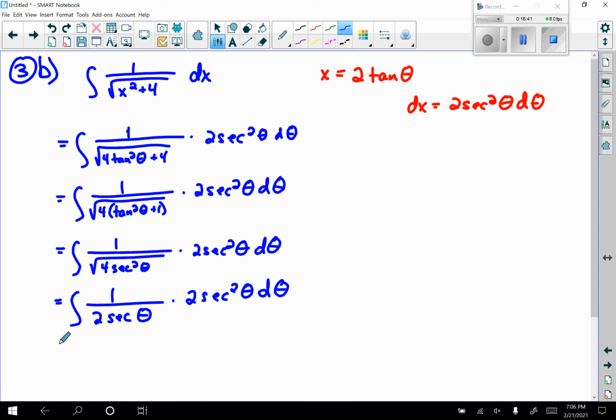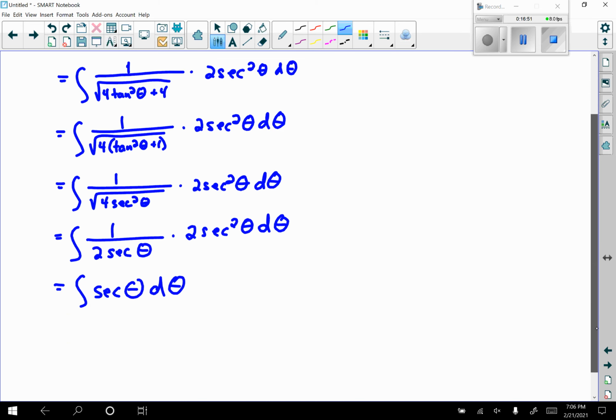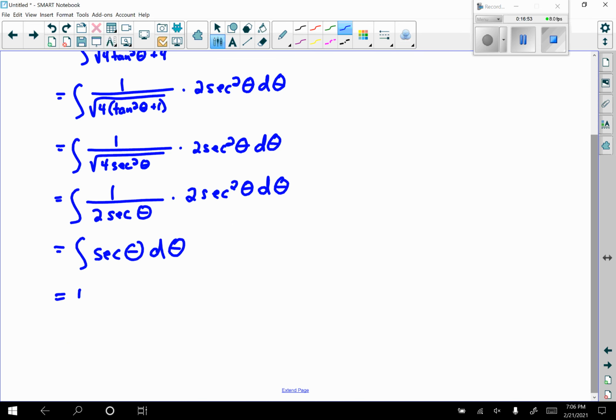So the 2's are going to divide out, and I'm left with the integral. I have 2 factors of secant up here, 1 down here, so we're going to end up with secant theta d theta. Now we took the antiderivative of this, if you recall, it's the natural log of the absolute value of secant theta plus tangent theta plus c.